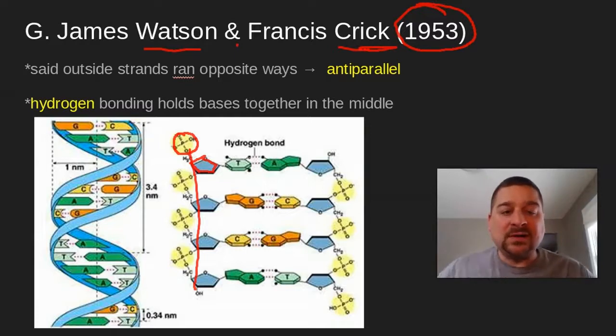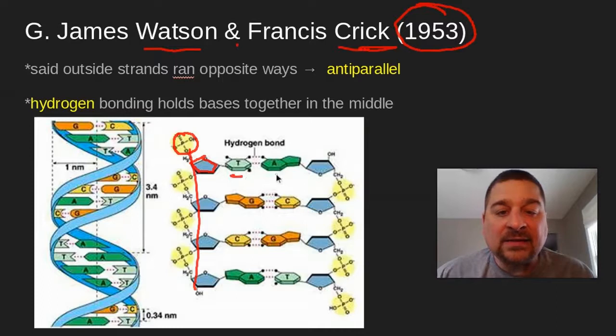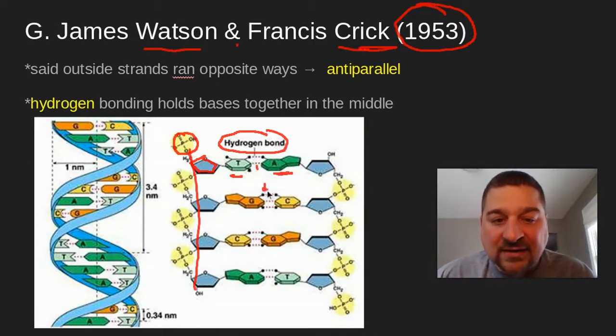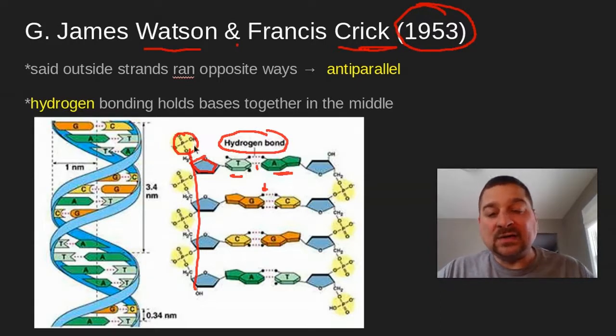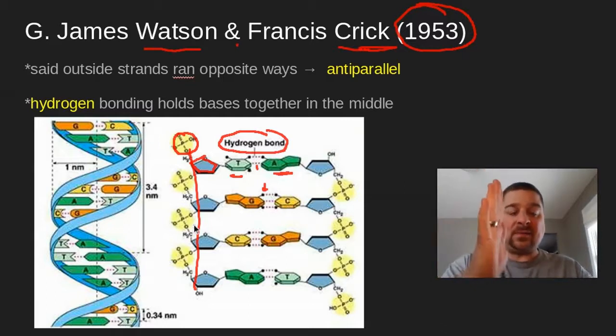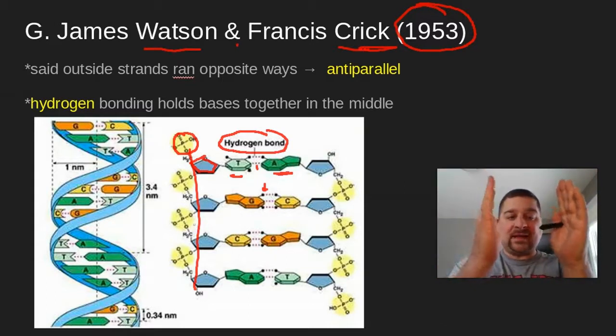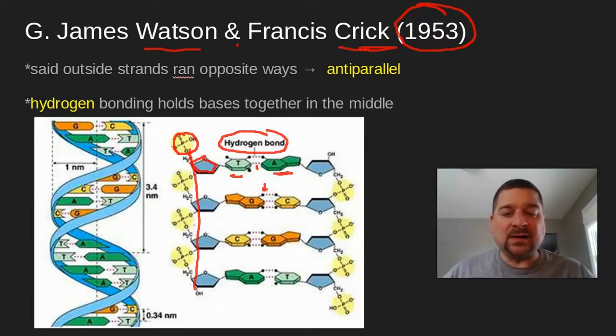the measurements worked out if they had a single-ringed pyrimidine connected to a double-ringed purine in the center, held together by hydrogen bonds in the middle, represented by these dashed lines here, down the middle of the molecule. And then the sugars and the phosphates, sugar, phosphate, sugar, phosphate, down the backbone. So those were the sides, like a ladder. And then the nitrogenous bases were the rungs. And the whole thing was twisted into this double helix.